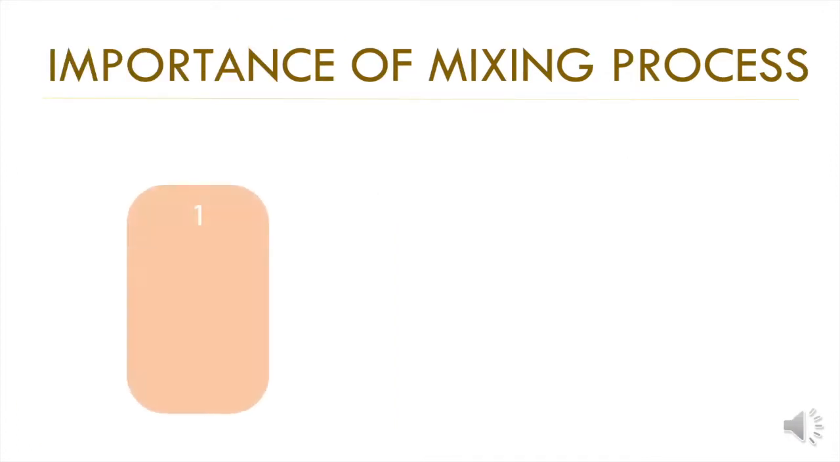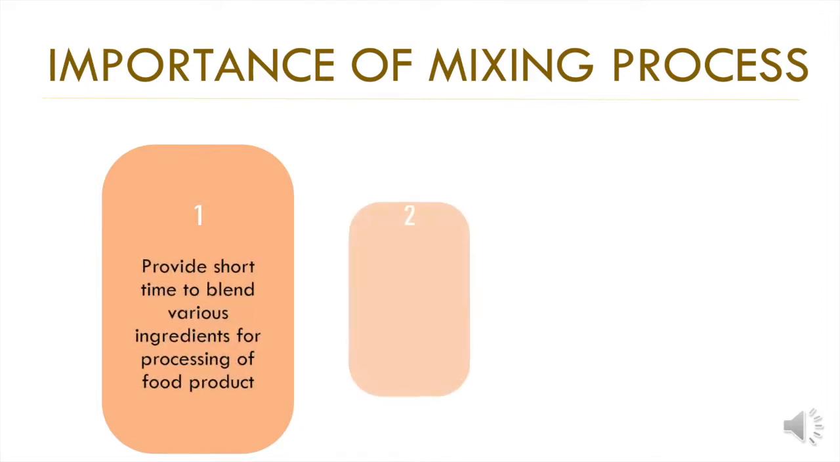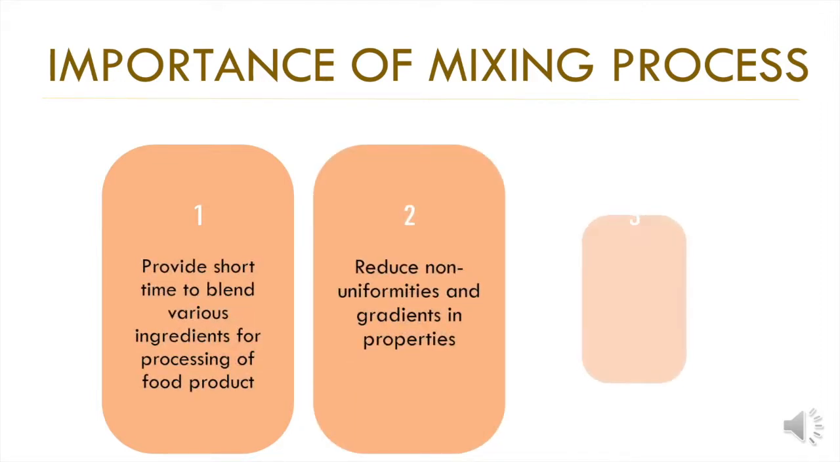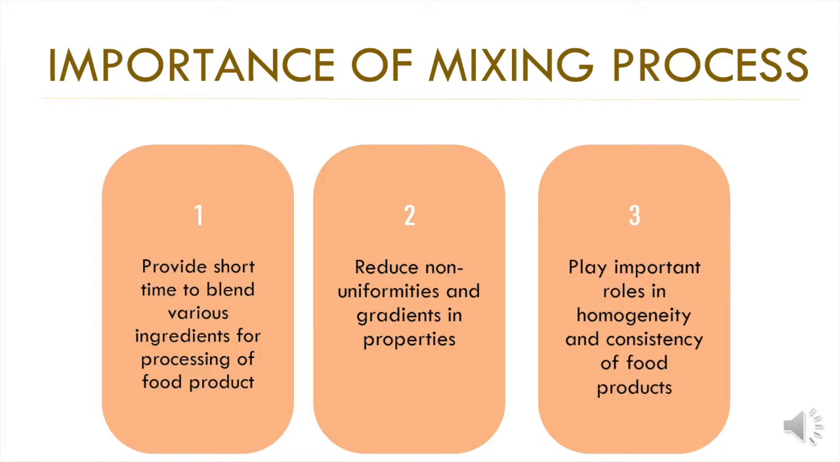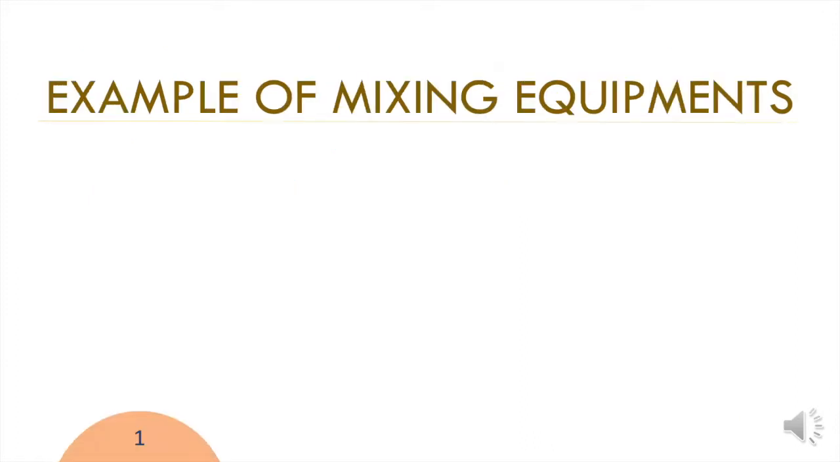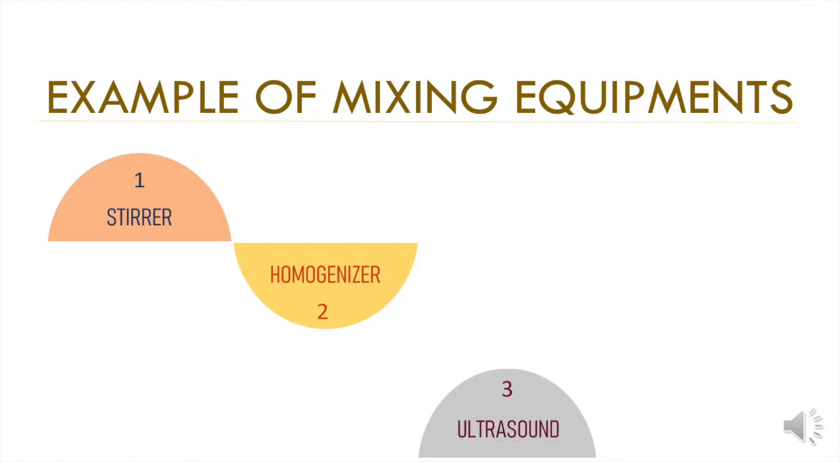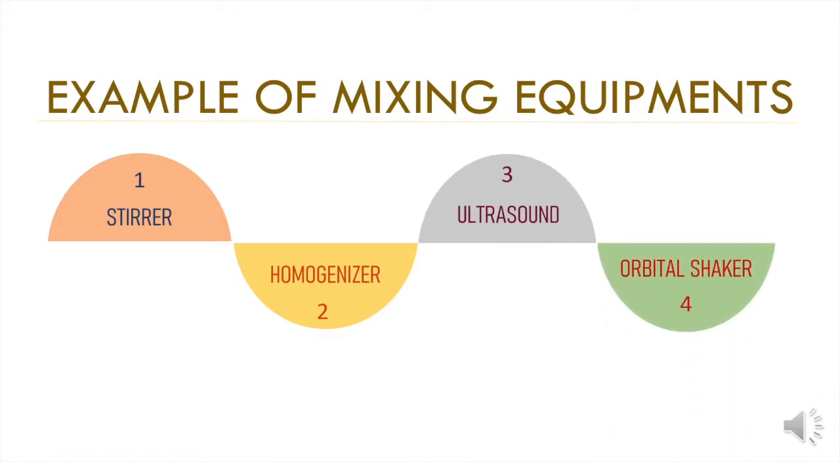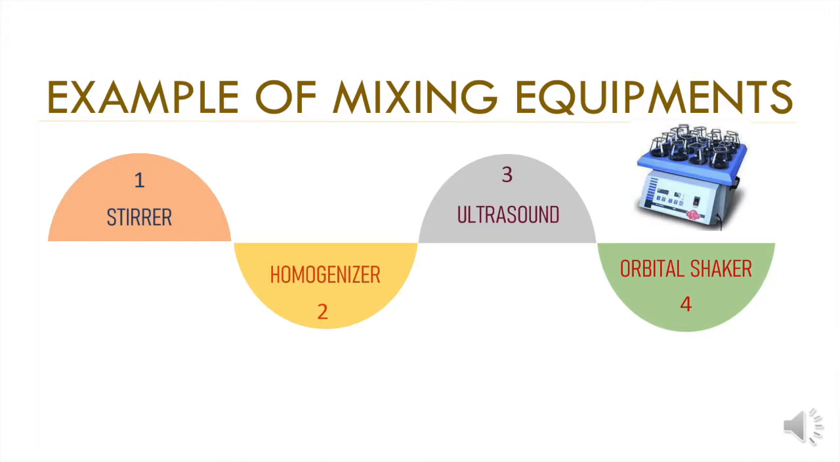Importance of mixing process: provides a short time to blend various ingredients for processing of food product, reduces non-uniformities and gradients in properties, and plays an important role in homogeneity and consistency of food product. My friend will explain in detail the mixing equipment that is mostly used in our lab and the food industry. For example, stirrer, homogenizer, ultrasound and orbital shaker.